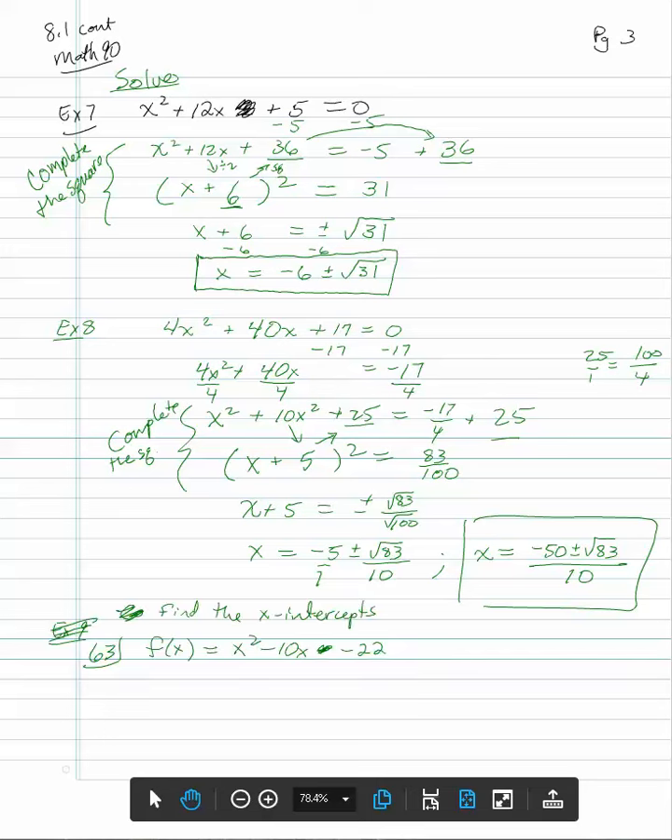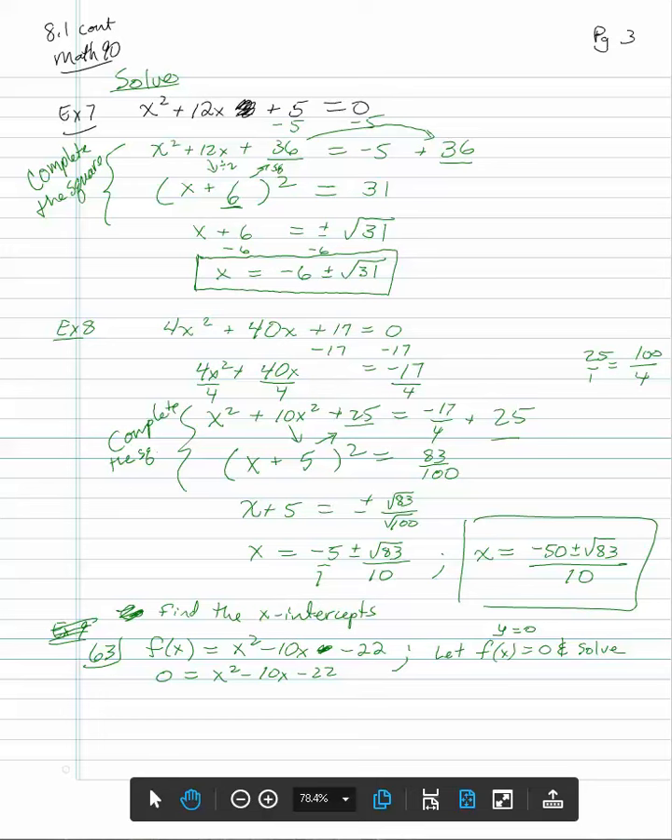Let's look at 63 in the book. It says complete the square, find the x-intercepts. So if you remember, you're going to let f of x equals 0 and solve for x. That's going to give you the x-coordinate on the x-axis. So if y is 0, y is f of x. So we're going to let f of x equals 0. That's the y-coordinate. And basically we're just going to solve this to figure out what the x-coordinates are.